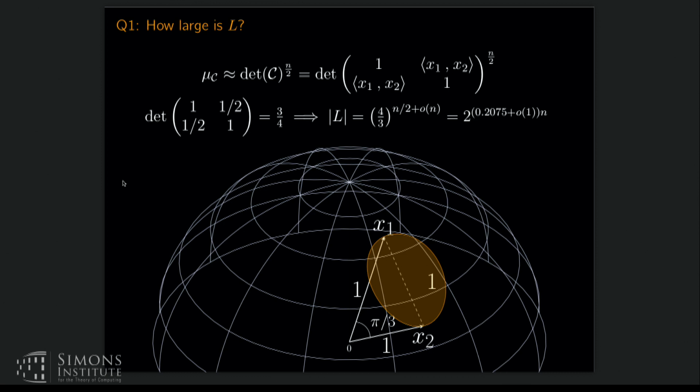So this is a triangle with degree 60 angles, pi over 3. So this one, the inner product between x1 and x2 is the cosine of pi over 3, it's 1/2. So if you plug that in, you will immediately recover the constant for the list sizes.